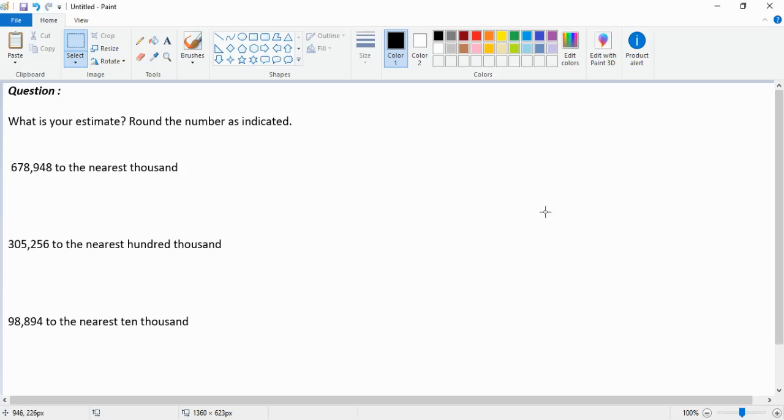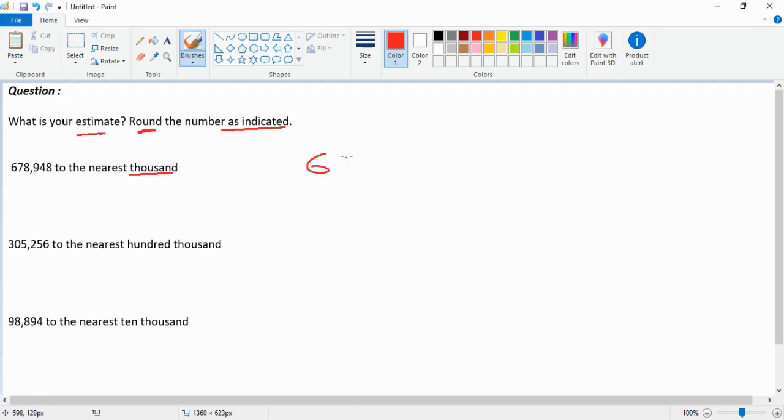We're going to practice some rounding to help us to estimate. So what is your estimate? We need to round the number as indicated. So we've got 678,948 to the nearest thousand.